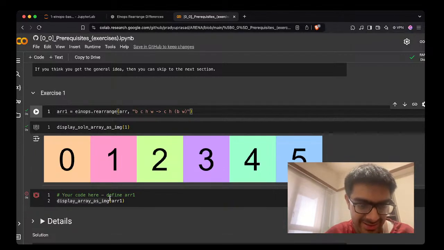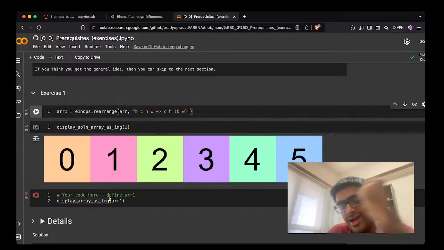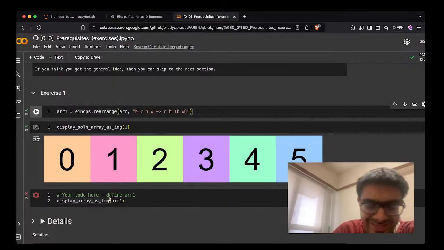Sorry. So AR2 equals AR temp equals ARR colon 0, right? Works. ARR temp dot shape. Correct. And now I gotta repeat this somehow 2 times.